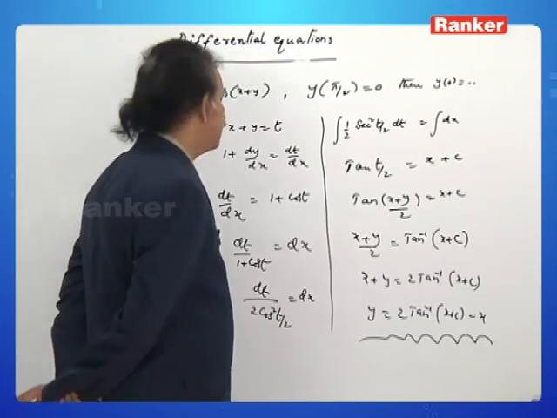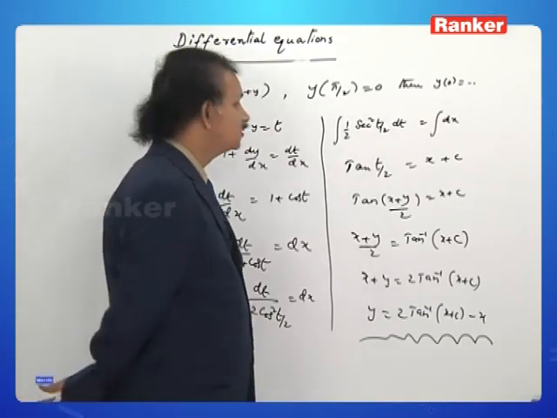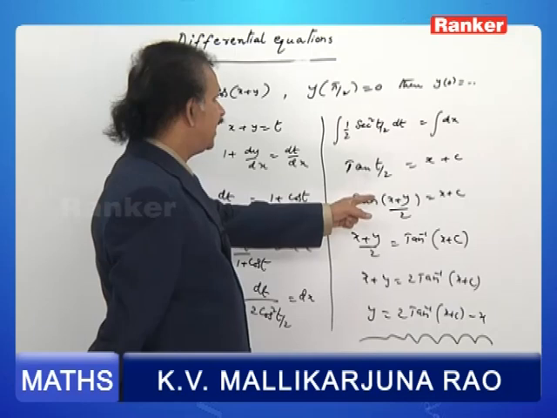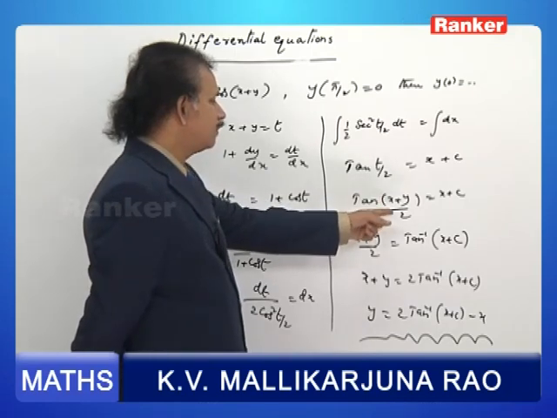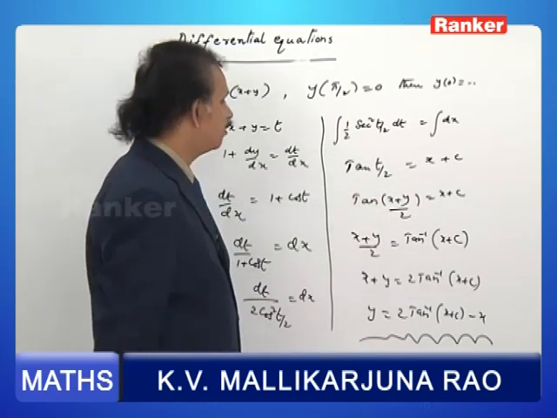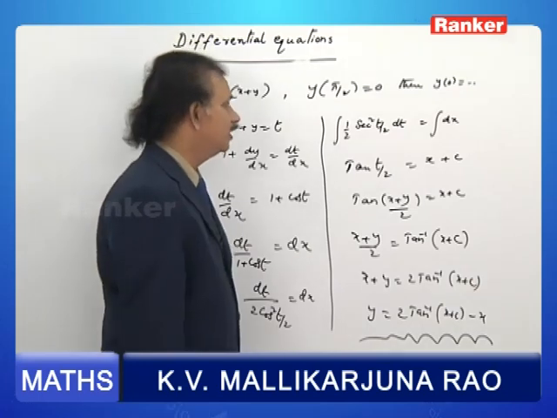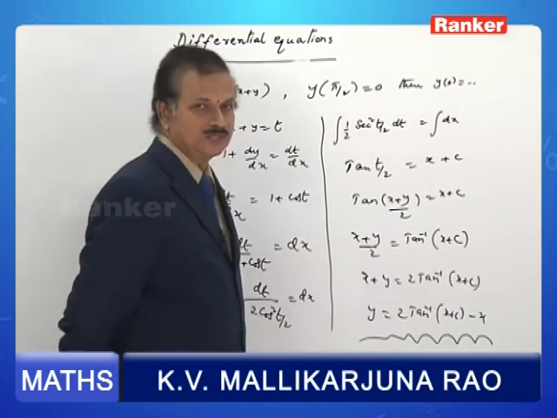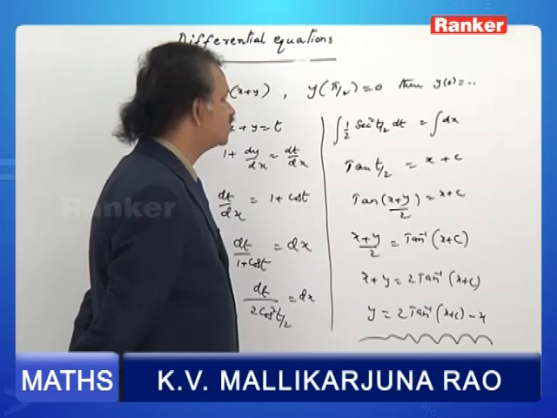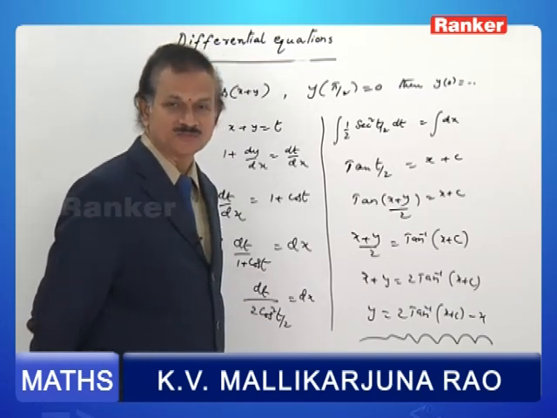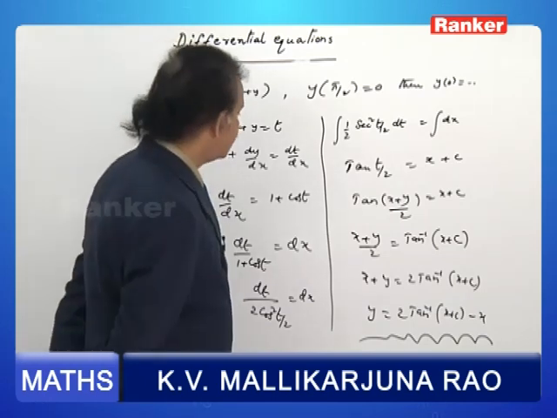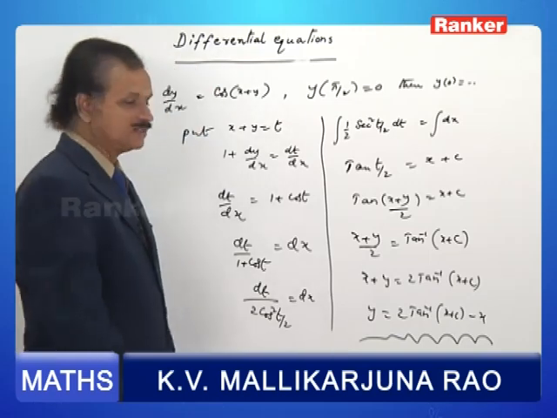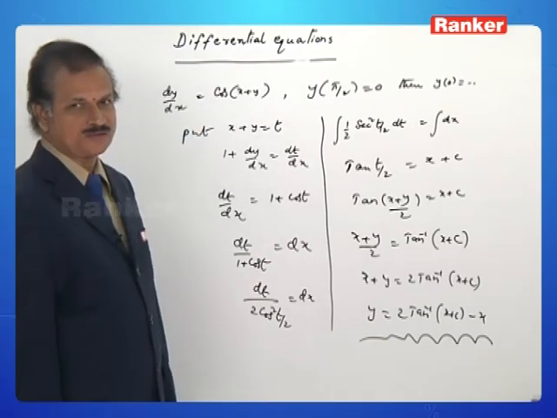In this general solution, the constant c is to be obtained, isn't it? y at π/2 is 0. That is, if you put x = π/2, then π/2 + 0/2, which is π/4, equals π/2 + c. From that you are supposed to get c. For this we need some space. Please follow the steps carefully.